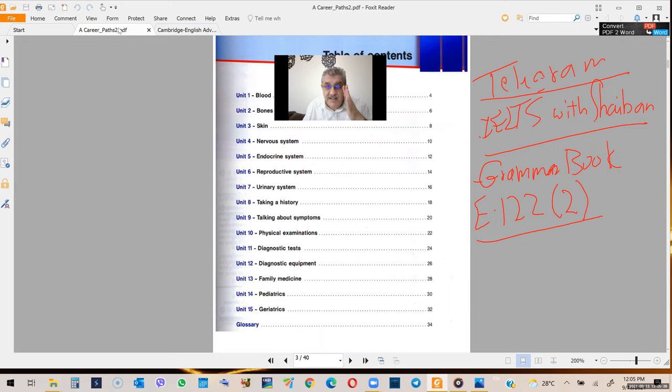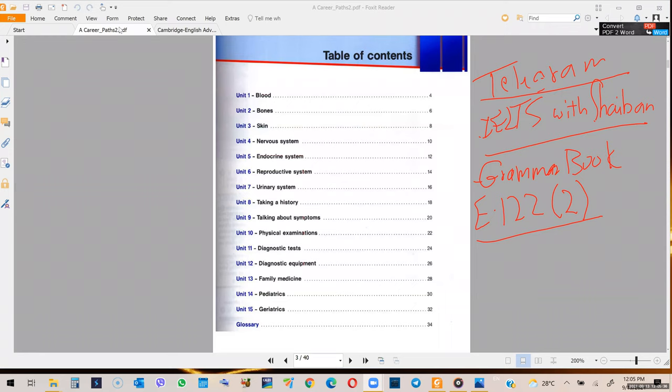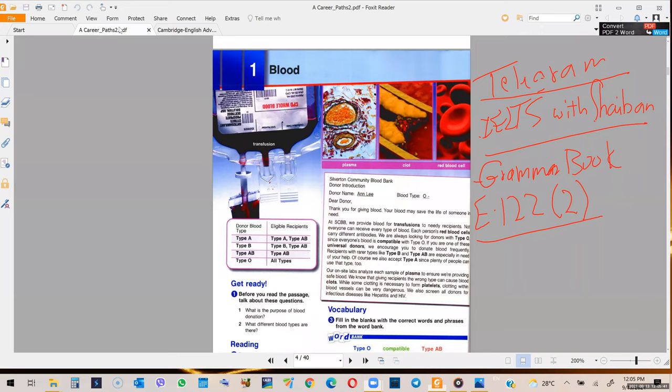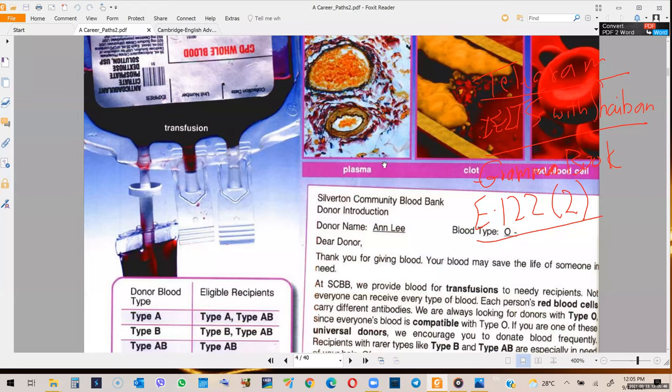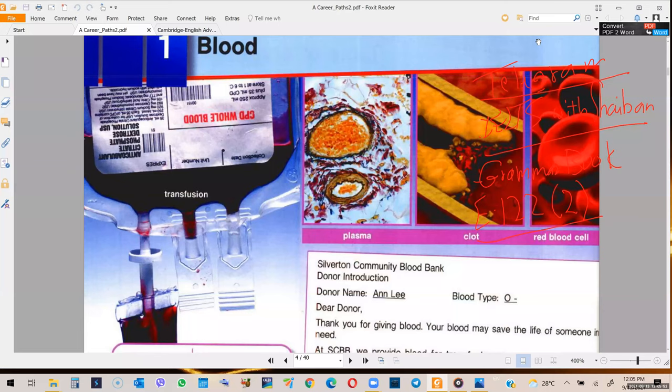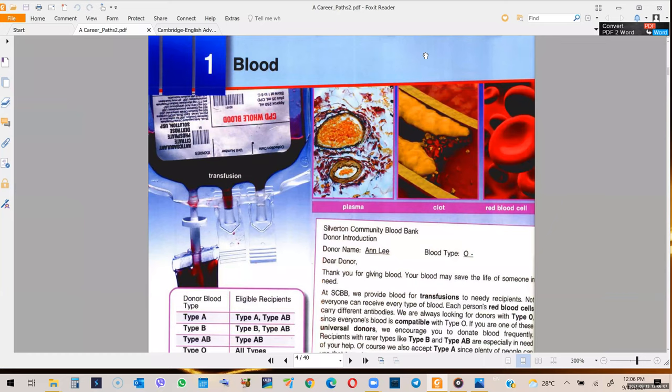Today we are going to deal with unit number 1, blood. This is unit 1. And as you can see here, this unit starts talking about some of the important issues related to one of the most important parts of the human body, which is the blood. Of course, we have some vocabulary to deal with the blood. And of course, we are going to do some exercises.